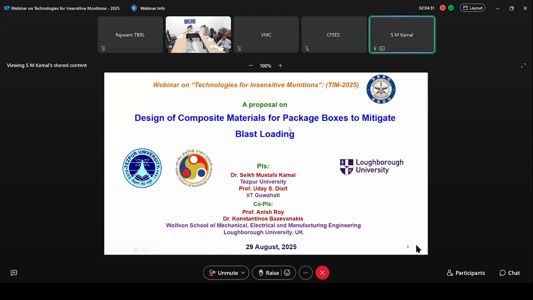design of composite materials for package boxes to mitigate blast loading. And again, this is a collaborative effort with Professor U.S. Dixit from IIT Guwahati and our international collaborators, Professor Anis Roy and Dr. Konstantinos from Loughborough University, UK.